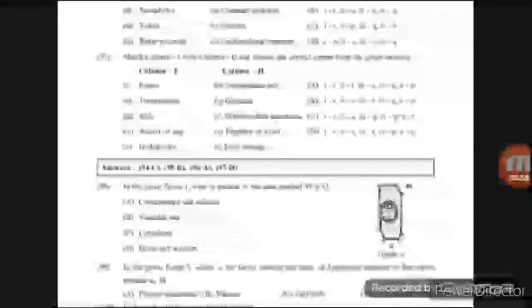So the correct answer for this question number 97 is, the porins, it is the mitochondrial membrane. The transpiration, it is the turgidity of a cell. The sink, it is the food storage. The ascent of sap, it is transpirational pull. And the Hydathodes, it is glutation.